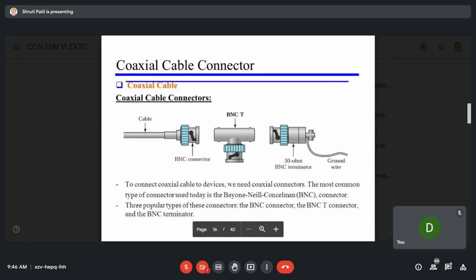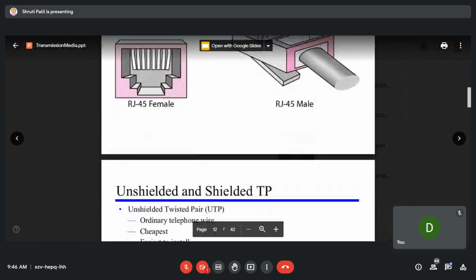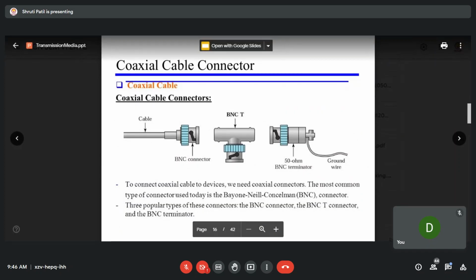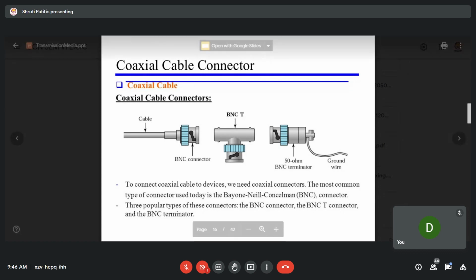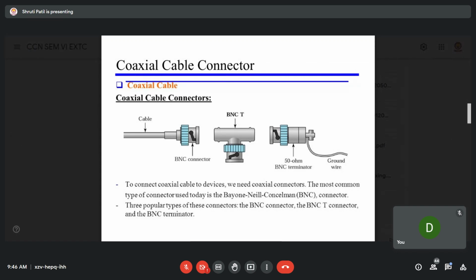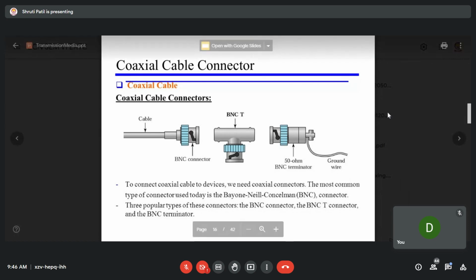There are different kinds of connectors which are used. We have seen the RJ45 for UTP. Here there are different kinds of connectors used for coaxial cable. To connect coaxial cable to devices, we need coaxial connectors, and the most common types are BNC connectors: the BNC connector, the BNC-T connector, and the BNC terminator. This is the BNC connector, which you must have seen when using cable TV. This is the BNC-T connector, and this is the BNC terminator.